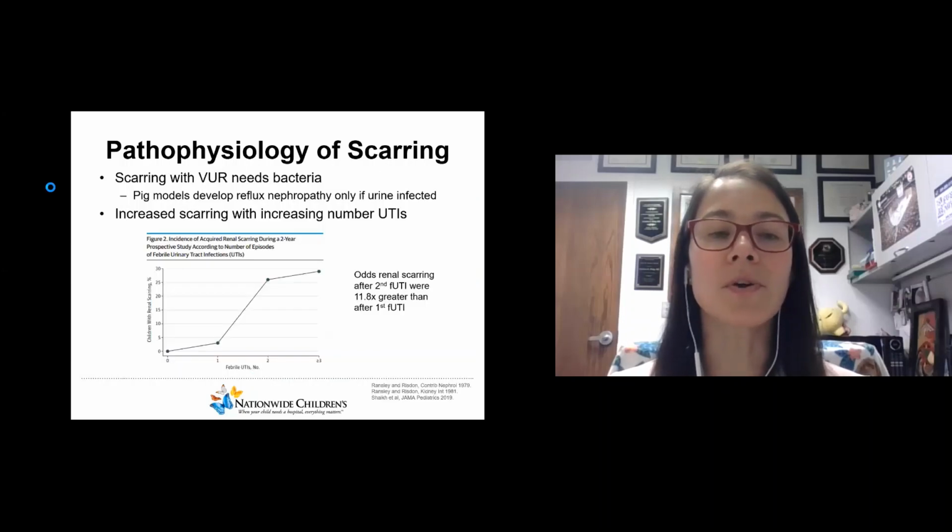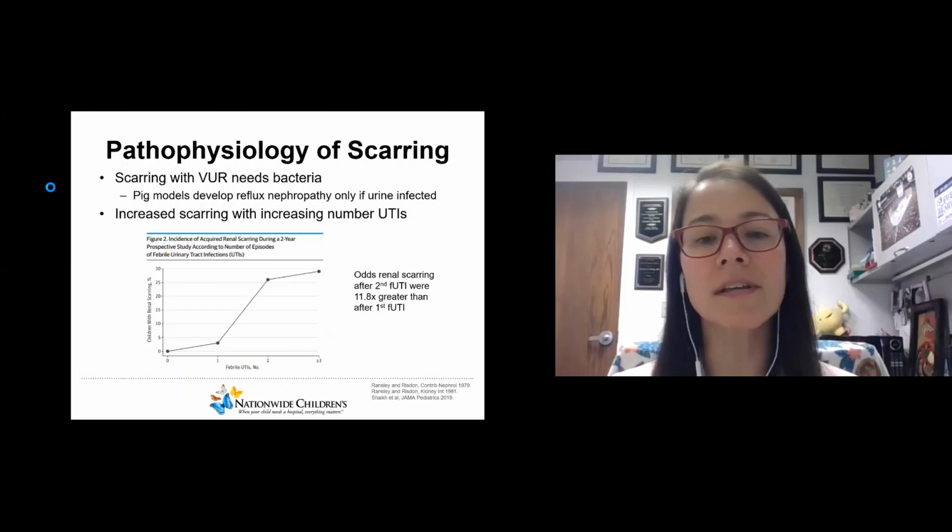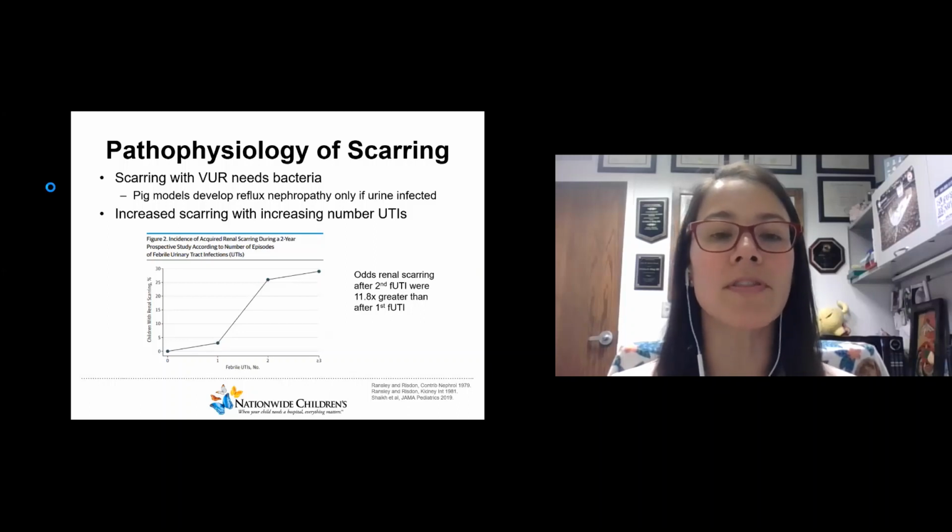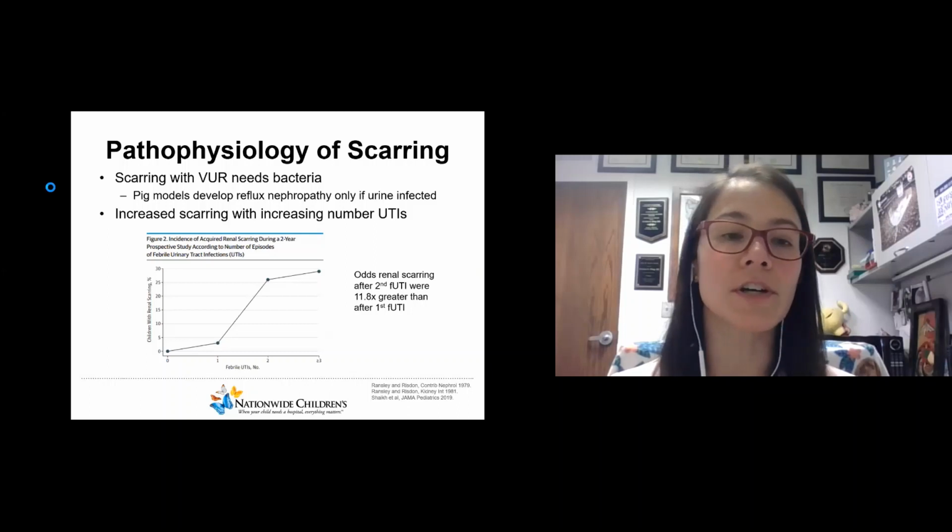So we also know that scarring with reflux needs bacteria, due to pig models done by Ransley and Risdon. We also know that with an increasing number of infections, the rate of scarring also increases. In this post-hoc analysis, they found that the odds of renal scarring after the second febrile urinary tract infection were almost 12 times greater than that after the first febrile urinary tract infection.